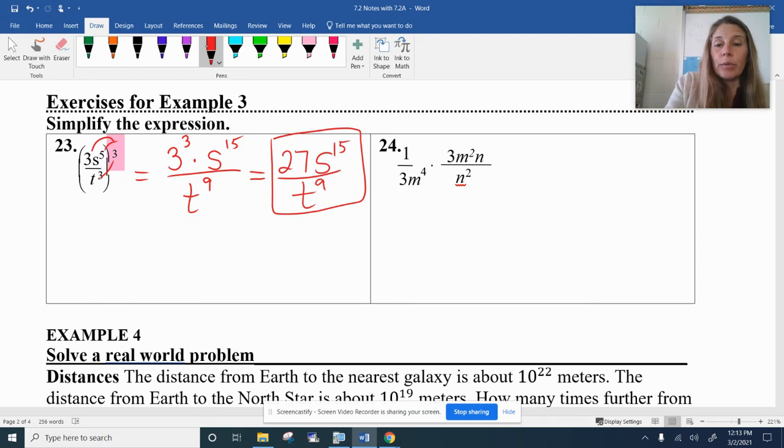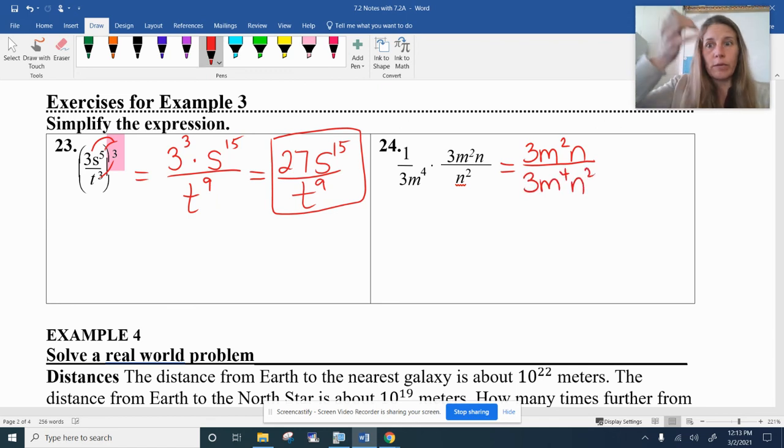And then finally, for number 24, everything on the top, if you want, you can put it all on one fraction bar like this. You don't need to have it separated. Sometimes it's a little easier to look at it when it's just vertically up and down from each other. Now, right away, I have a 3 on the top and the bottom. I can cancel those. You could have canceled them to begin with if you wanted.